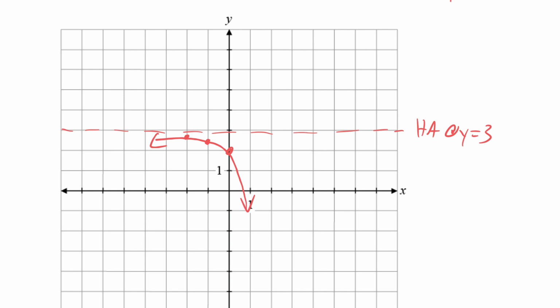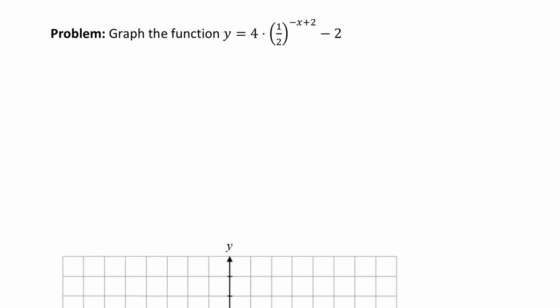Now for this graph, it might have been nice to grab one more point just to the right of the y-axis, but I think this is all right. All right, here's another one. I'd encourage you to give this one a try before I go ahead and graph it. See what you come up with for your points, and then we'll go ahead and put them on the graph.